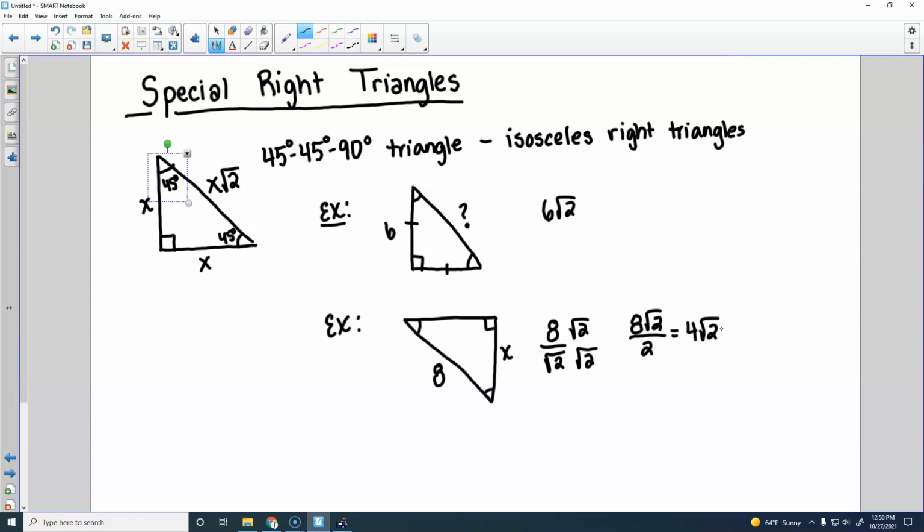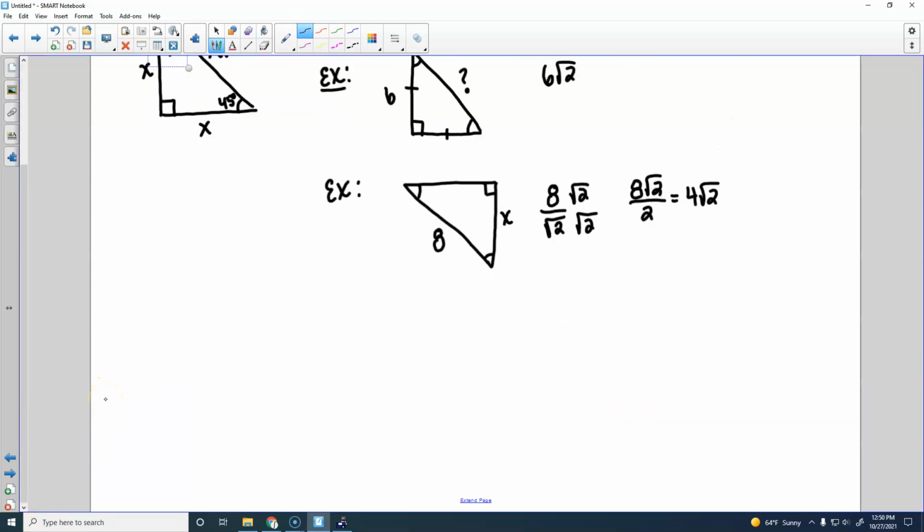So this is, in my opinion, in things I have run into, the most common type of special right triangle that you're going to see. The other type that is fairly common to see is called a 30-60-90 triangle. And as you can imagine, that means that one of your angles here is 30 degrees, one is 60 degrees, and the other is 90.